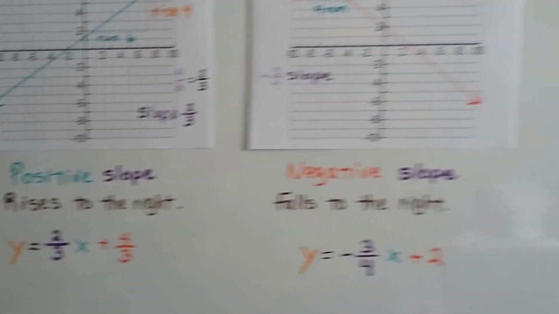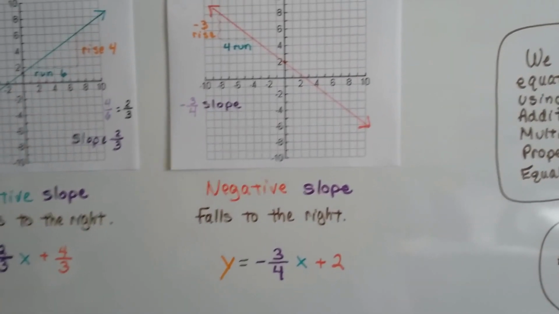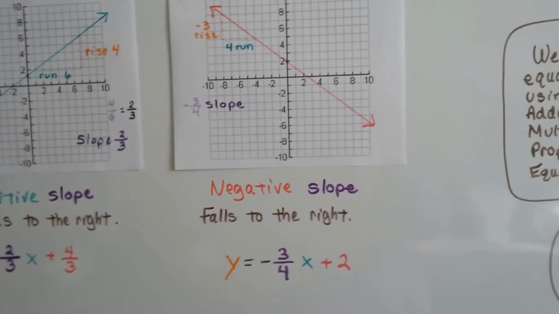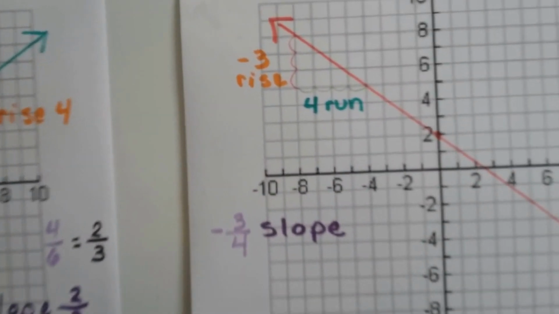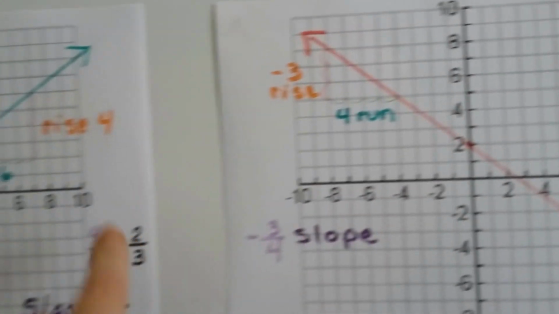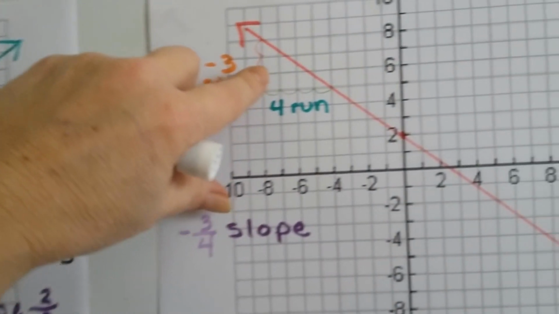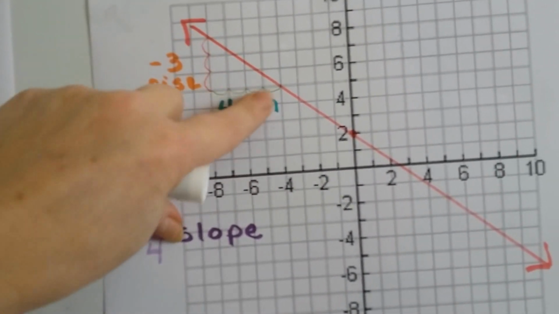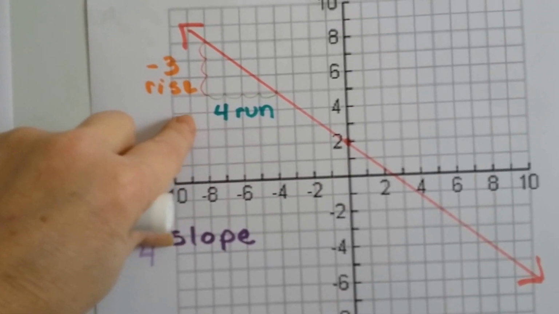And for the negative one, well, because it's falling, we know that it's a negative slope. So all we have to do is find some points to make our right triangle, because it makes a right triangle, doesn't it? On either one, it makes a right triangle. And actually, this is the hypotenuse, isn't it? And this is a leg, and this is a leg. Remember that from last year?